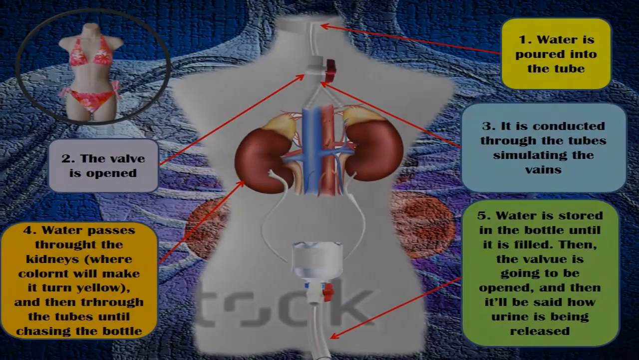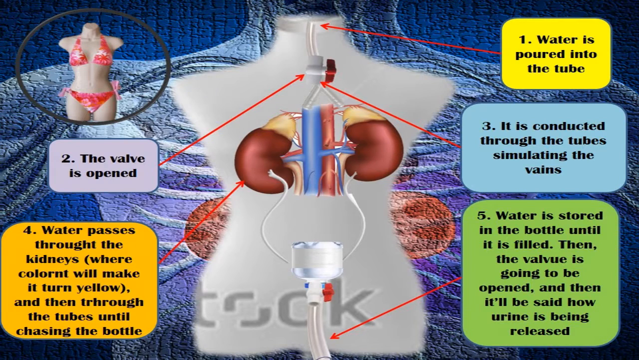In this diagram, you can see how our model is going to work. First, the water is poured into the tube, the valve is opened, and it is conducted through the tube, simulating the veins. The water passes through the kidneys where the colorant will make it turn yellow, and then through the tubes until reaching the bottle. Then the water is stored in the bottle until it is filled, and the valve is going to be opened, simulating how urine is being released.